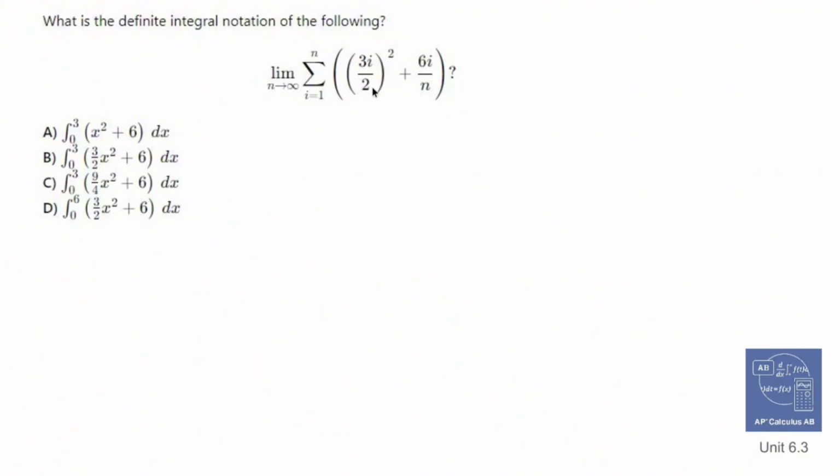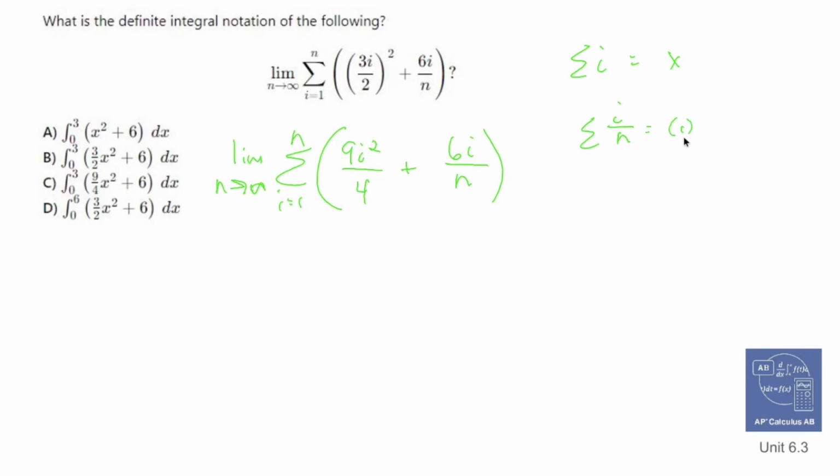When you're dealing with sigma notation, first off, let's apply that squared. So we have sigma, i equals 1 to n, limit as n approaches infinity. Let's apply that squared, so you become 9i squared over 4. You become still 6i over n. Now when you sigma this, any i becomes x. When you sigma i over n, it becomes 1.